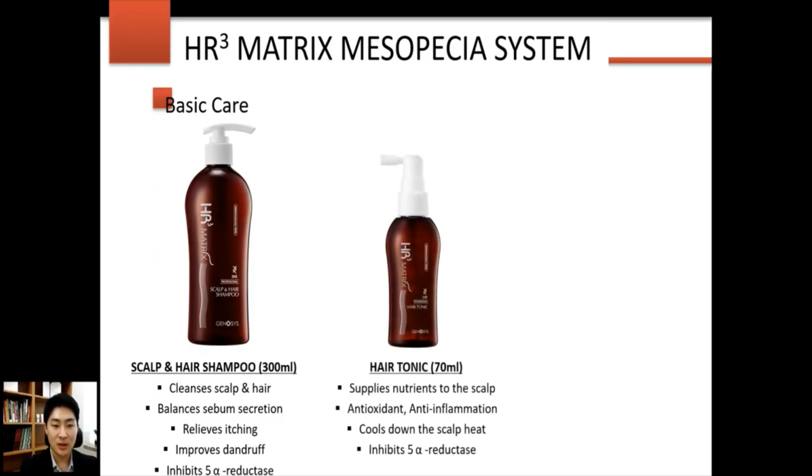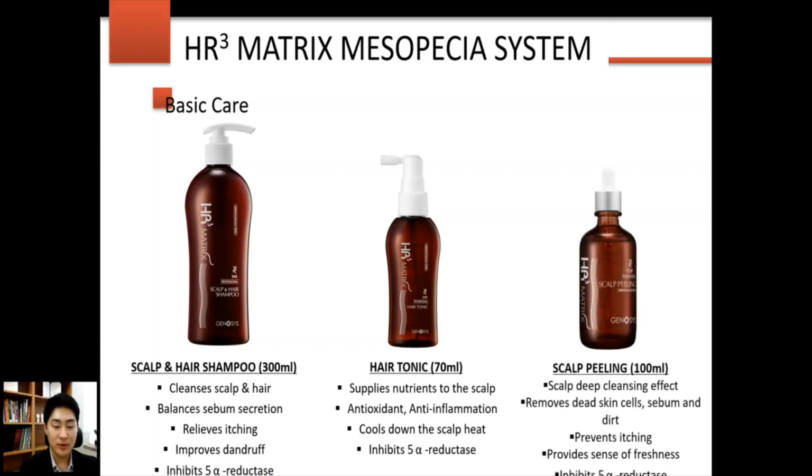HR3 Matrix Hair Tonic is a scalp toner that supplies nutrients to prevent hair loss. Sophora japonica bud extract inhibits the formation of DHT by inhibiting 5-alpha reductase. It also provides vitamin C and provitamin B5, which thicken hair and promote hair regrowth. Both shampoo and tonic can be used daily. HR3 Matrix Scalp Peeling is a deep cleanser for the scalp. It removes dead skin cells, sebum, and dirt, and cools down the scalp heat.